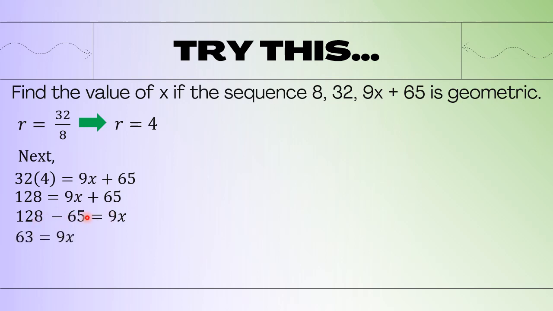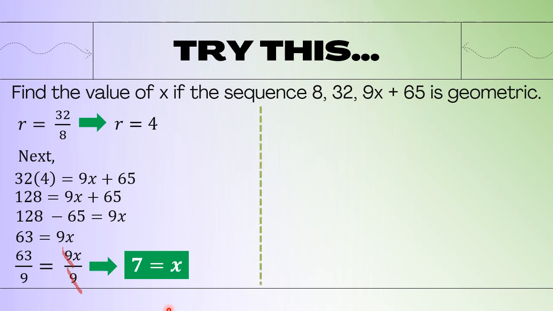128 minus 65 is 63. Then to isolate the x, divide both sides by 9. So divide both sides by 9, and that means this will be cancelled, and so x is equal to 7. Okay, aside from this, you can also use this solution, or maybe you can think of another solution. It's okay as long as you will arrive with the same answer.